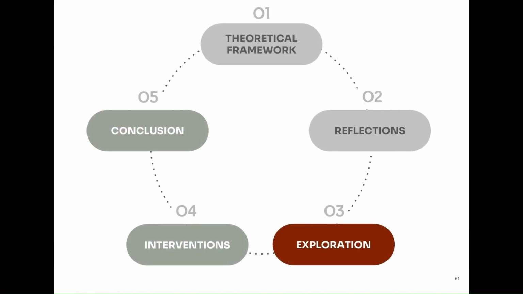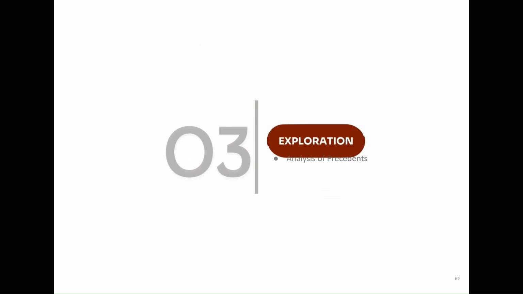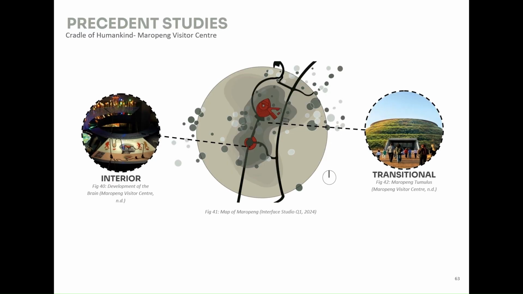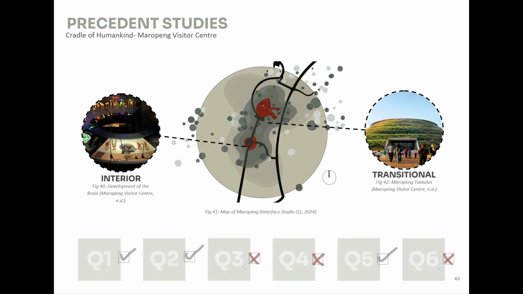Our second set of questions were tested through exploration. This is done through an analysis of existing precedents with an educational lens. The first one is the Cradle of Humankind, situated just outside Johannesburg. This is a paleoanthropological site which houses the largest concentration of human ancestral remains. After applying our questions, we found that it fell short with regard to questions 3, 4, and 6.